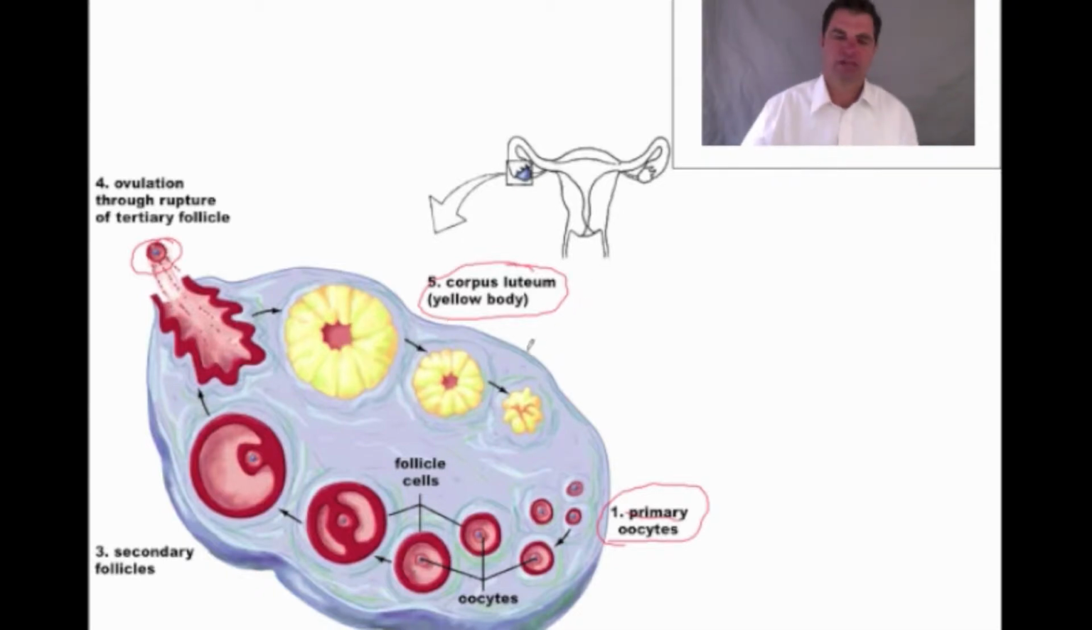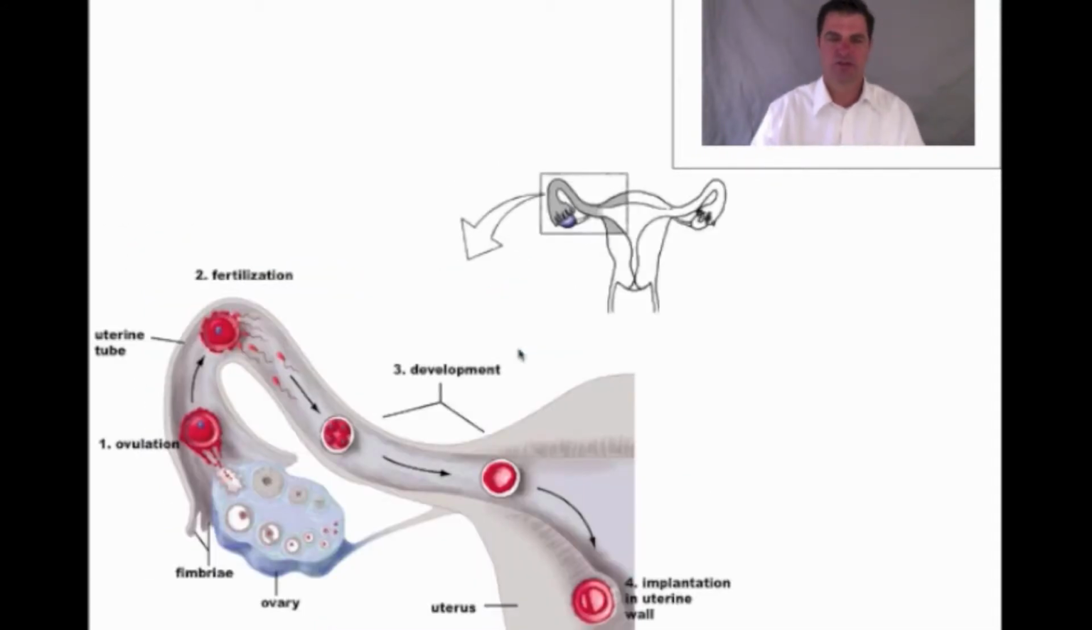Estradiol, estrogens, and progesterone, assuming that there's no pregnancy. And if that corpus luteum starts to shrink and disappear, it disintegrates, it stops releasing the estrogen and the progesterone, and the female then goes through menstruation. That's the word I was looking for there. So anyway, let's go back.